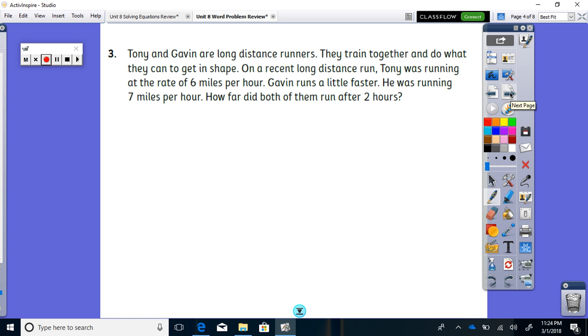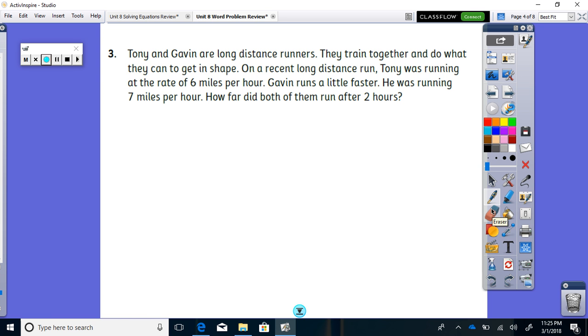Okay, Tony and Gavin are long-distance runners. They train together and do what they can to get in shape. On a recent long distance run, Tony was running at the rate of 6 miles per hour. Gavin runs a little faster. He was running 7 miles per hour. How far did both of them run after 2 hours?